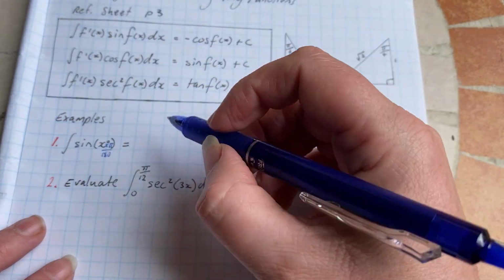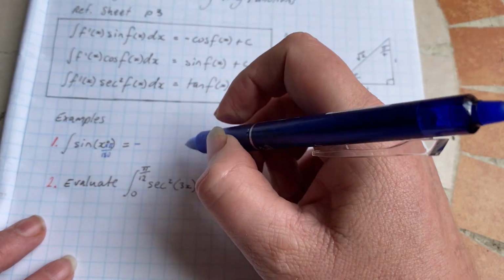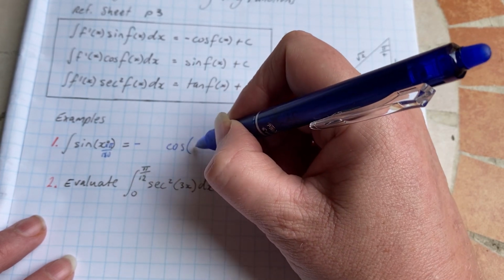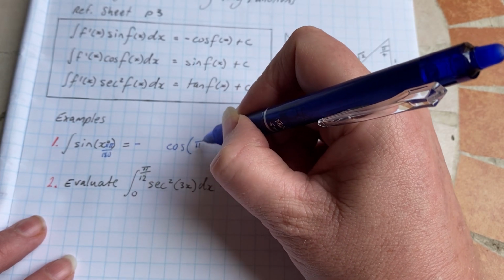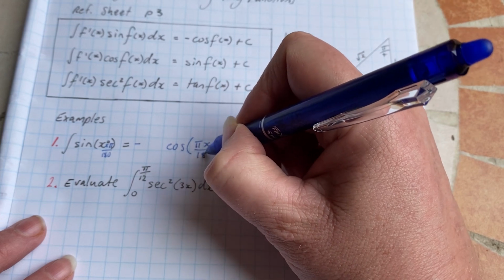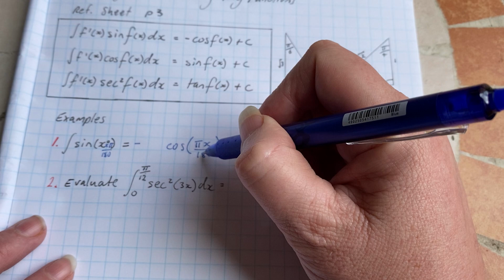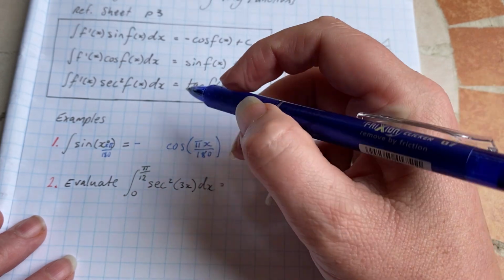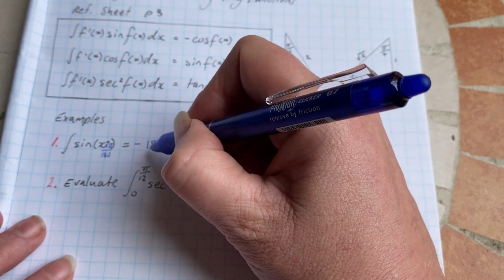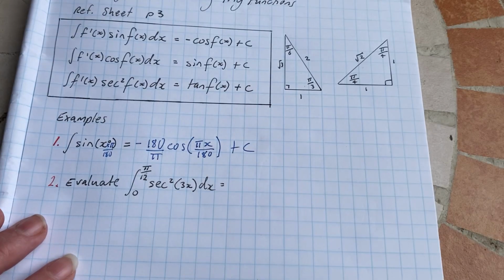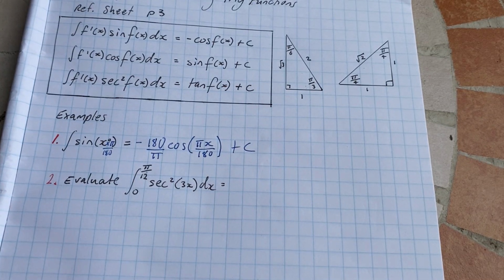Sine goes to negative cos. So it's negative, I'm leaving a space here on purpose, cos of that thing. I'm going to write the pi before the x actually, so pi x on 180. I need to divide by the pi on 180, which of course is the same as multiplying by 180 over pi. Plus c. Okay, so that's not too bad.